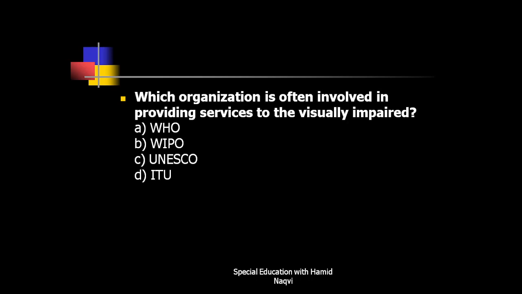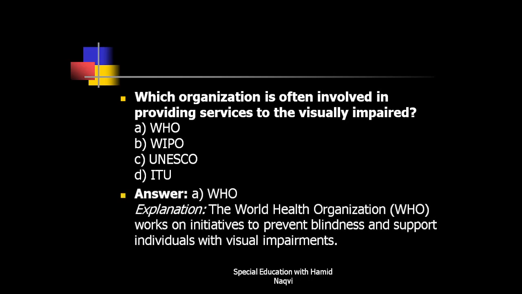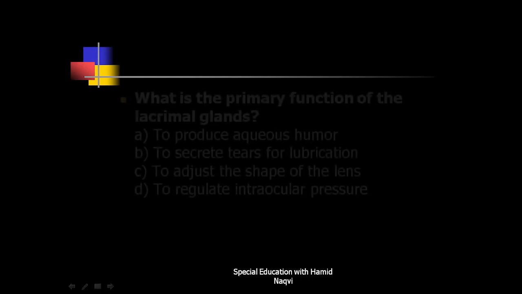Which organization is often involved in providing services to visually impaired? WHO, WIPO, UNESCO, or ITU? Answer is WHO. The World Health Organization works on initiatives to prevent blindness and support individuals with visual impairment.